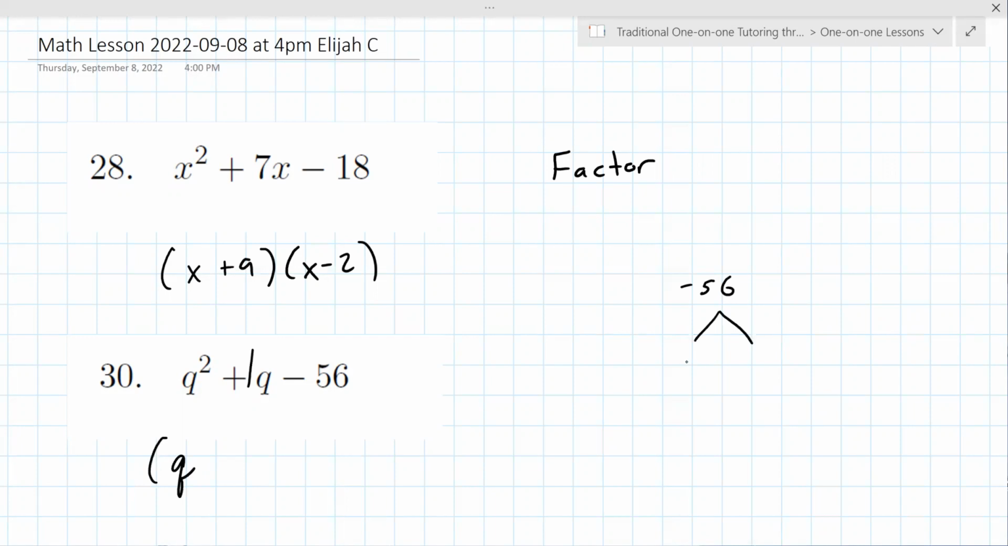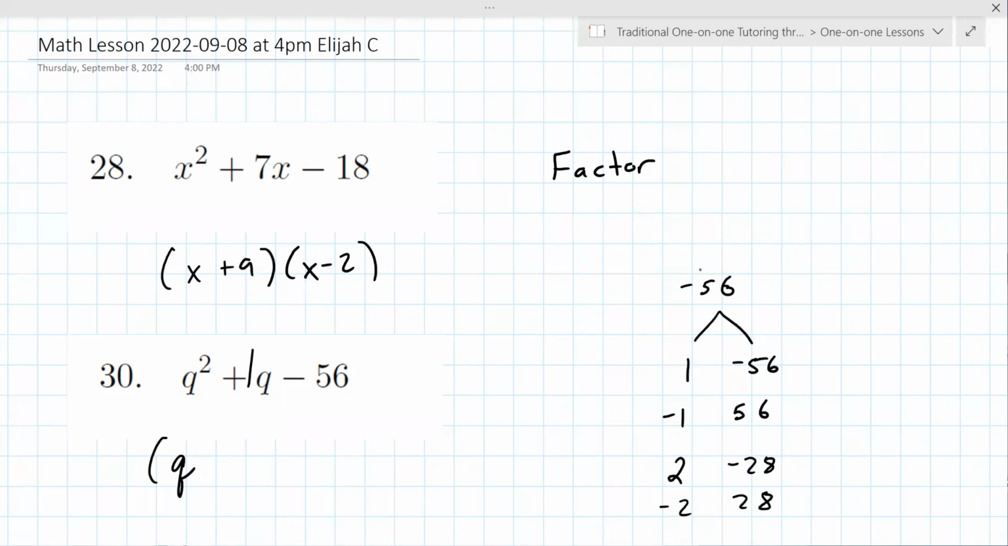So you can always try 1 and negative 56. Do you agree with that? Yeah. Negative 1 and 56. Now it's even, so that means it's divisible by 2. 2 and negative 28, or negative 2 and 28.